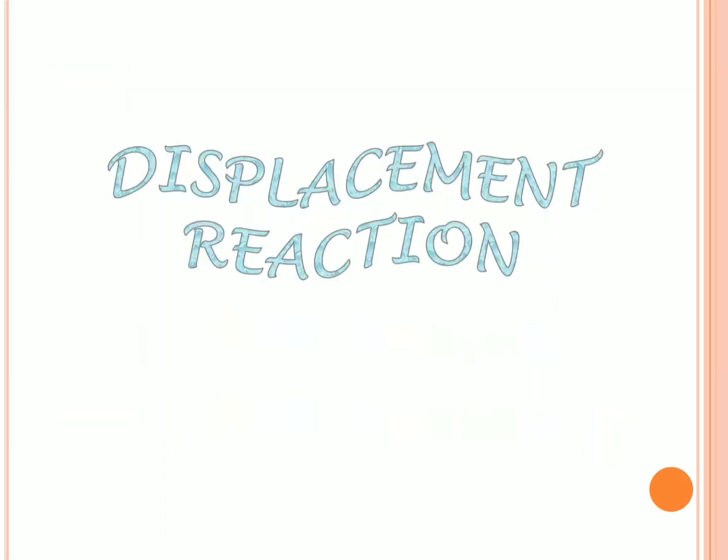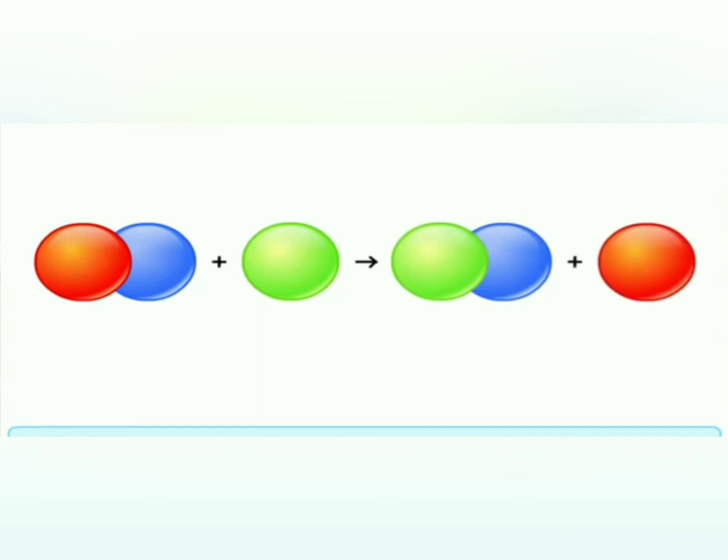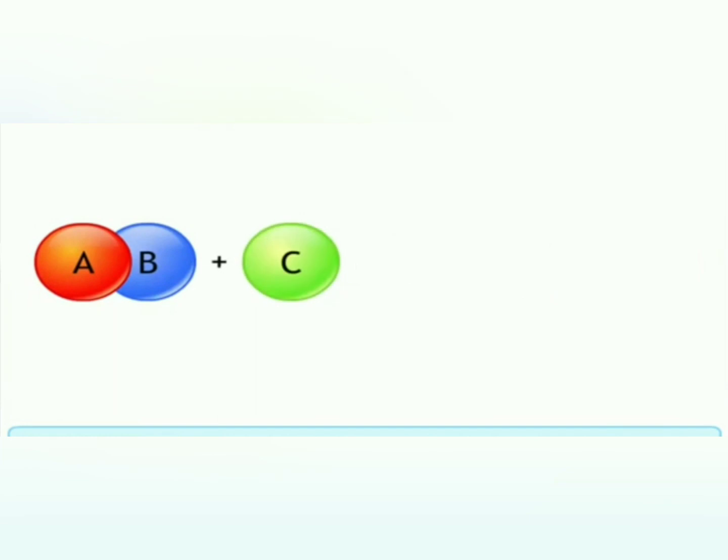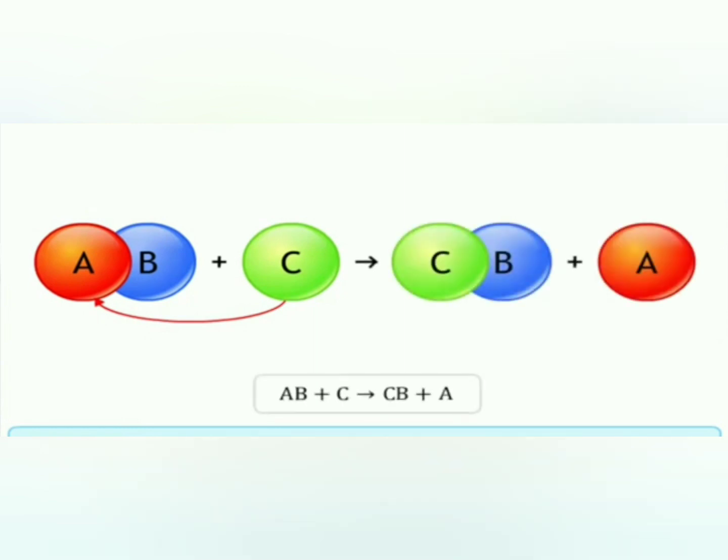Then the third type of reaction is the displacement reaction. In a displacement reaction, an element reacts with a compound to displace an element in that compound, resulting in the formation of a new compound. In general, the reaction is written as C displaces A in AB to form CB and A.